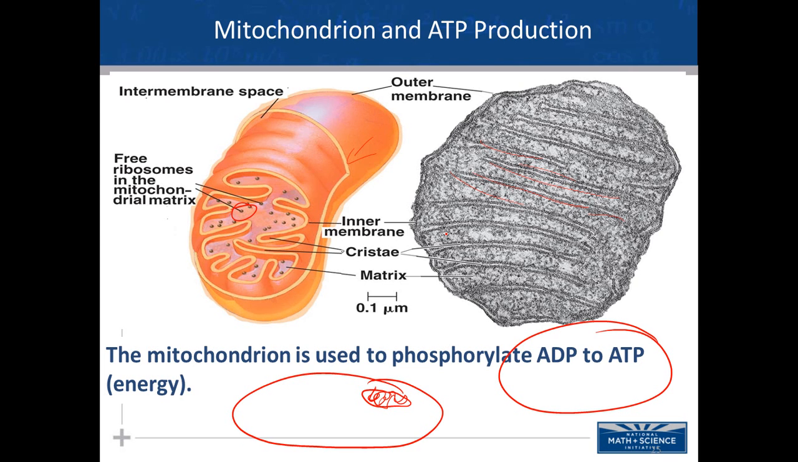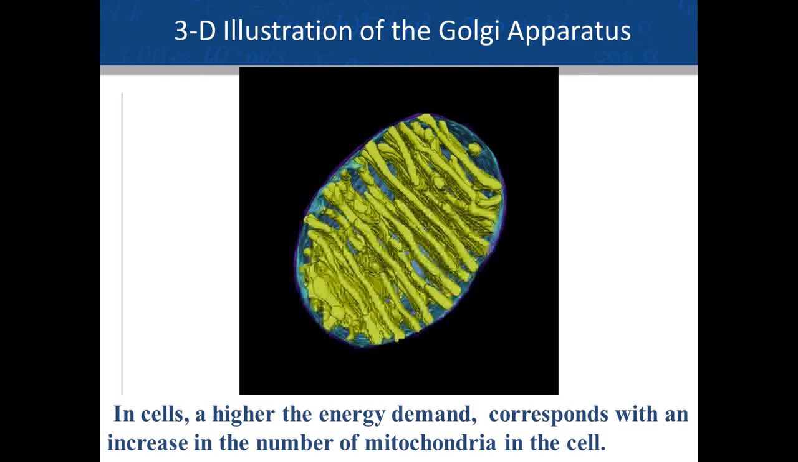So one more time, the mitochondrion is important in that it has the ability to take a phosphate group and add it to ADP and make ATP. Alright, so that's the end of our presentation, but before we leave, I'd like to show you a 3D little video of the mitochondrion.